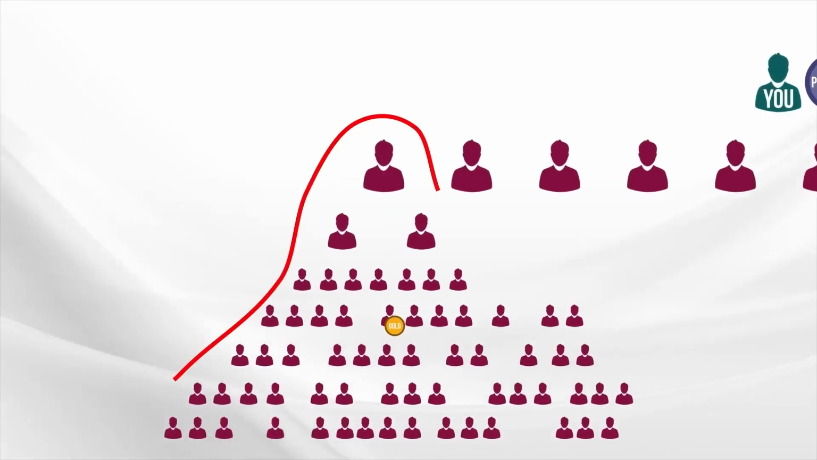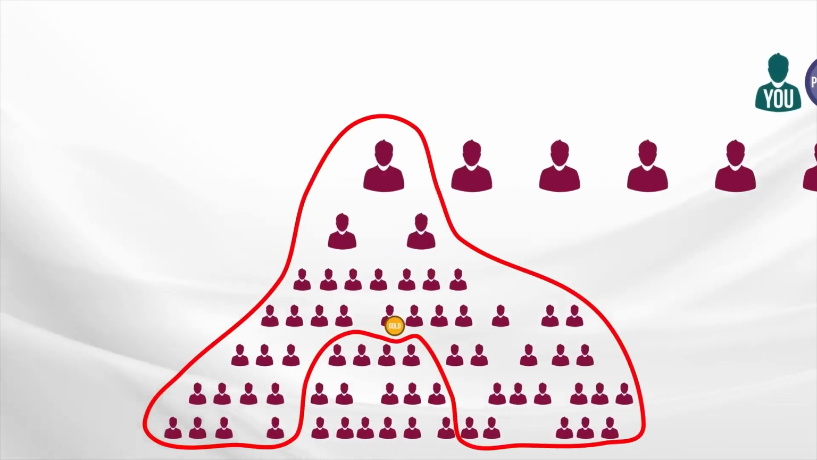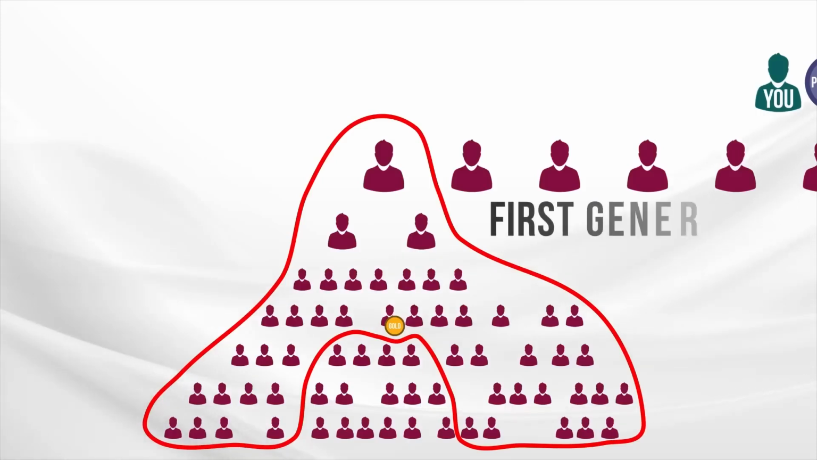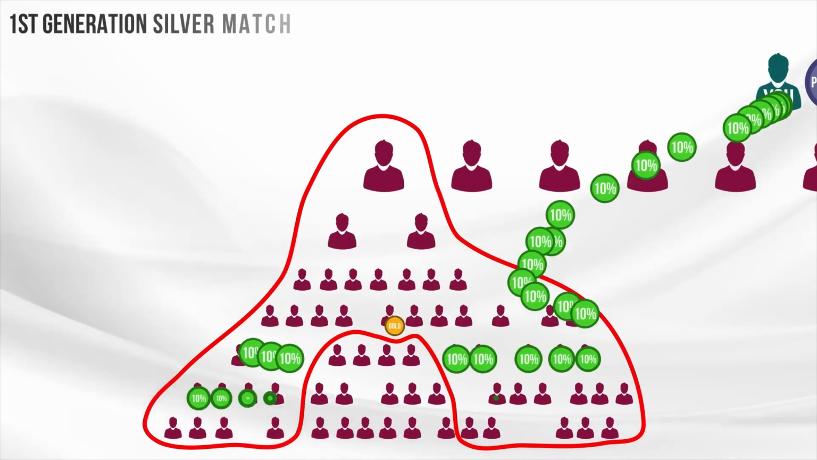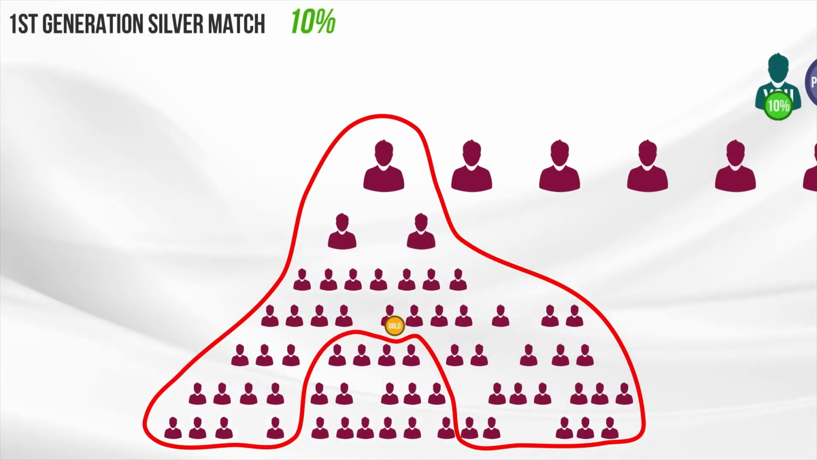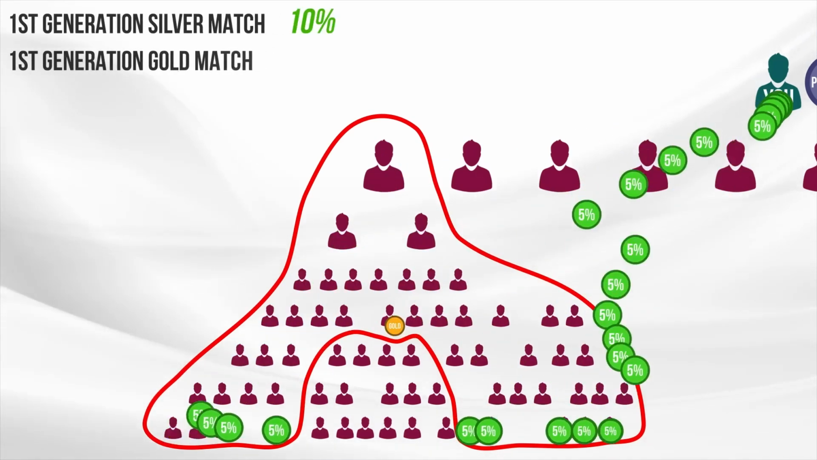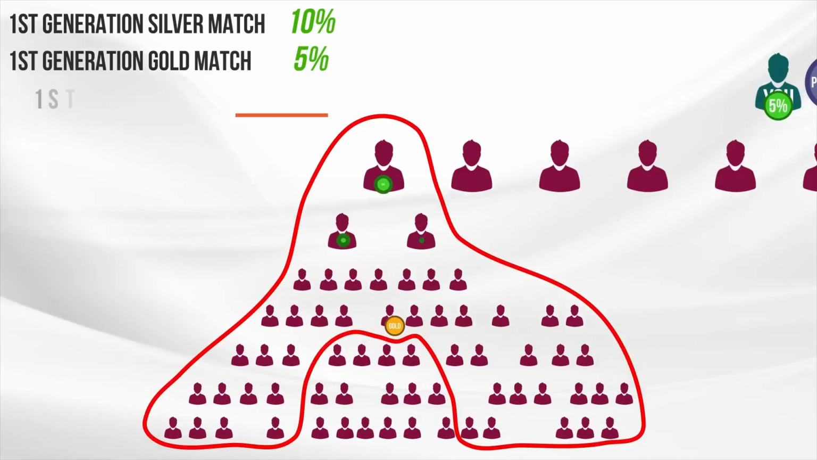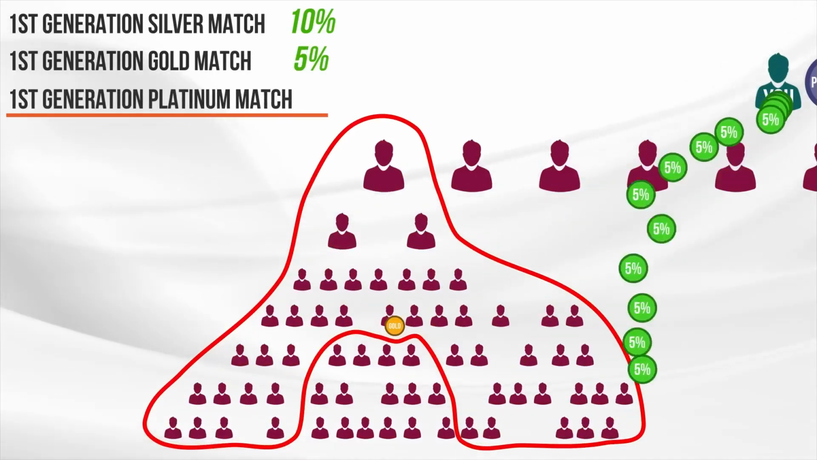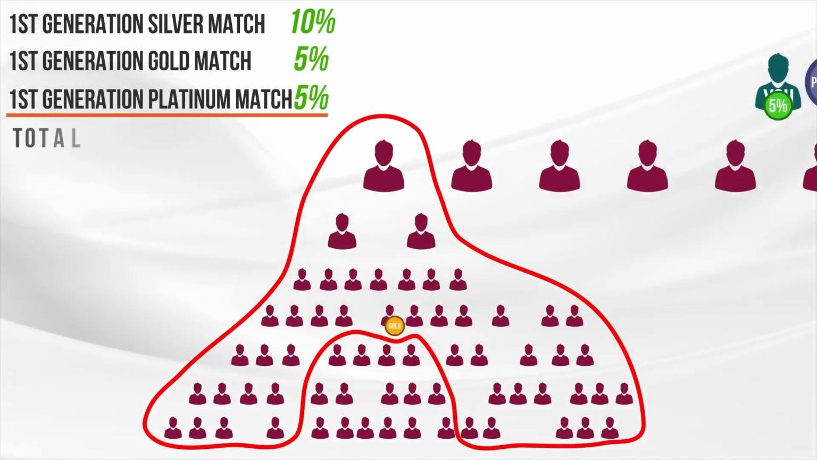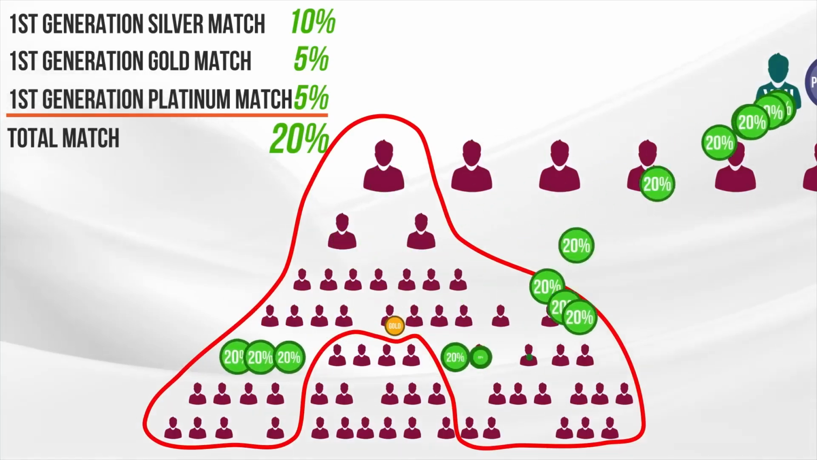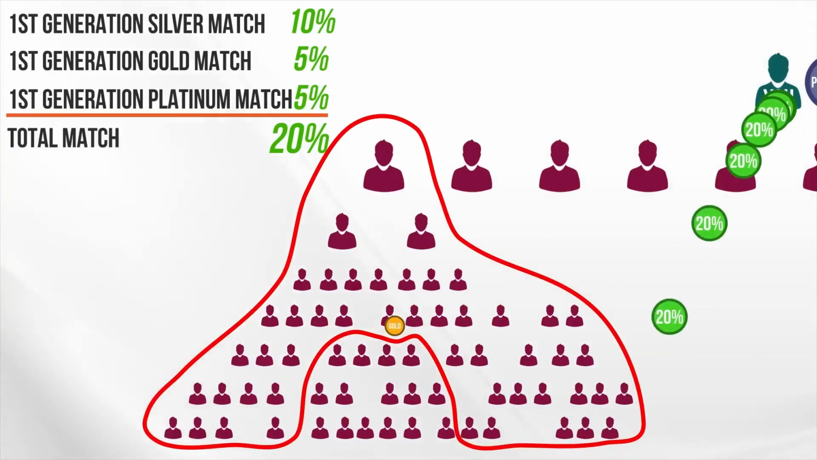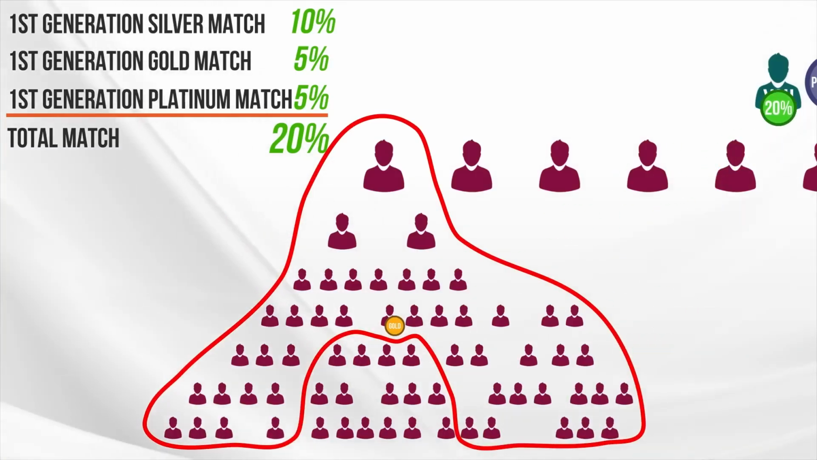All of this volume down to and outside of this gold ranked member is your first generation of volume. So you would qualify for the first generation silver match 10%, first generation gold match 5%, and first generation platinum match 5%, for a total match of 20% on every single person outside of and down to the first gold ranked affiliate.